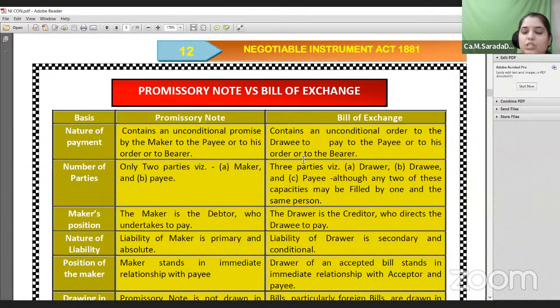Now, what are the general differences between a promissory note and a bill of exchange? A promissory note is an unconditional promise to pay. A bill of exchange contains an unconditional order by the drawer to the drawee to pay a certain sum of money to the order or the bearer of the instrument. Here there are two parties, here there are three parties. Here the maker is the debtor and signs the instrument. Here the drawer is a creditor who directs the drawee to pay. Therefore, the drawee will sign that particular instrument.